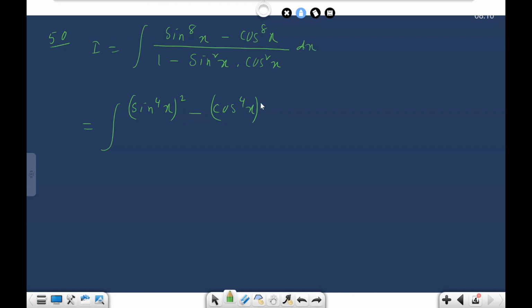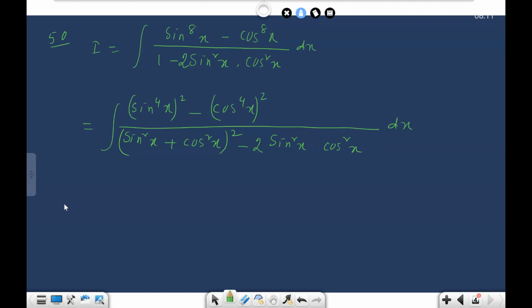Sorry, cos power 4x whole square, and the whole terms divided by the denominator. This one can be replaced by sine square x plus cos square x. This is the replacement for 1, and I can give the square also, because 1 square is again 1. And you see there is a 2, there is a 2, so then minus 2 into sine square x into cos square x dx.